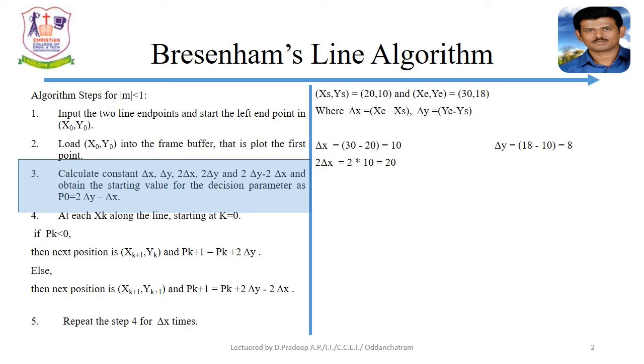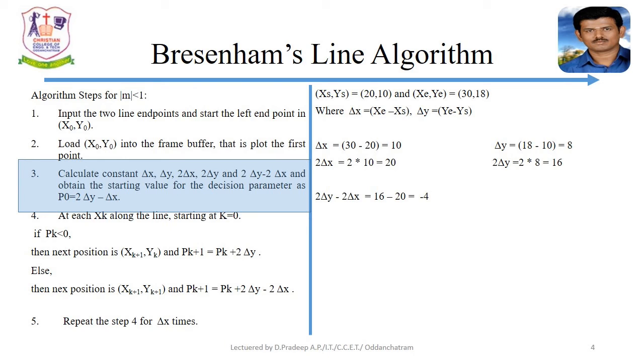First we find the del x. Del x means the distance between the x coordinates. The del x equal to 10 and del y equal to 8. 2 del x is 20, 2 del y is 16, and the constant 2 del y minus 2 del x equal to minus 4.